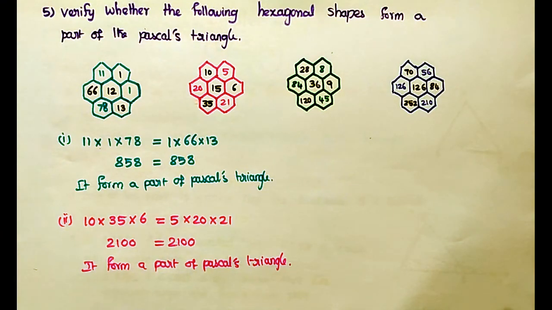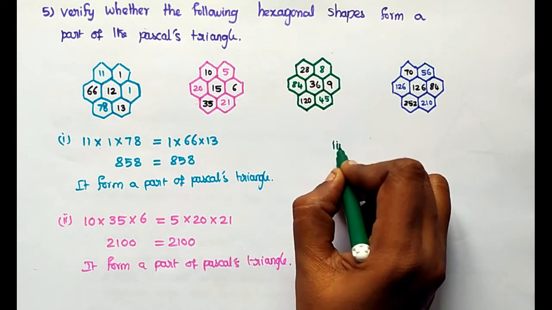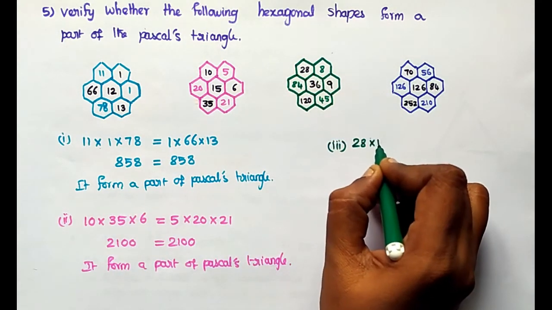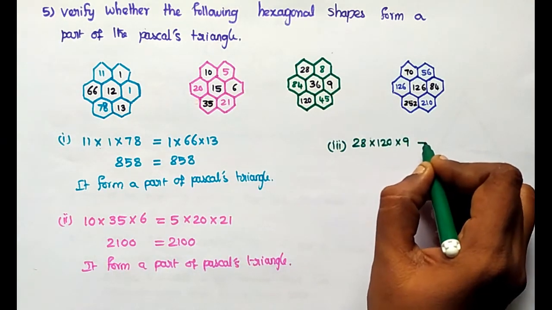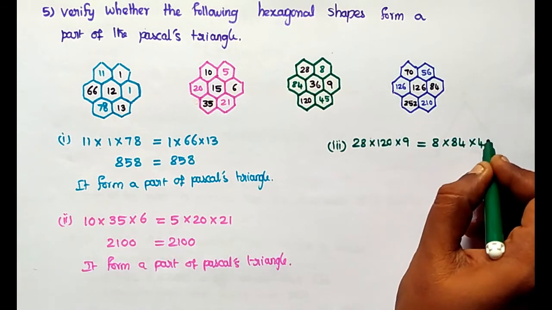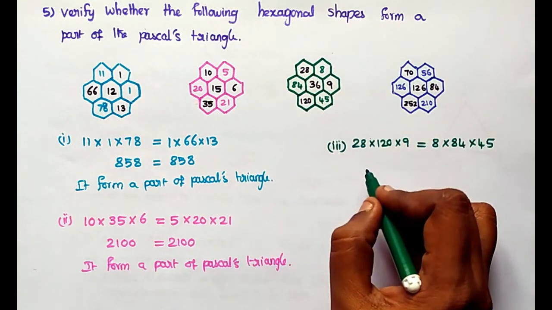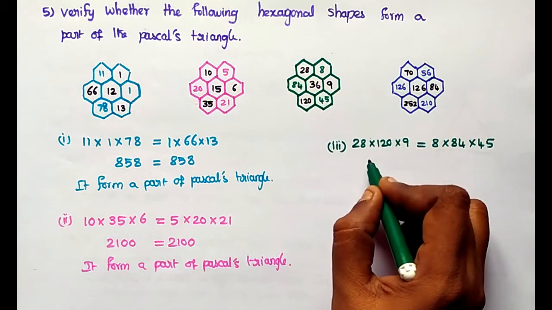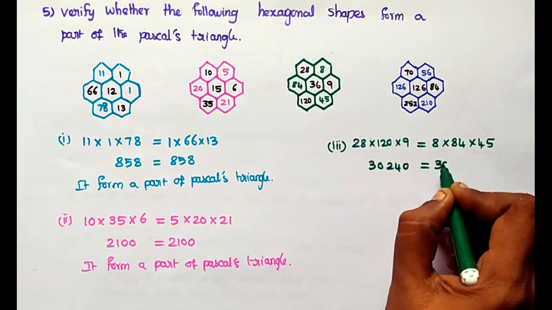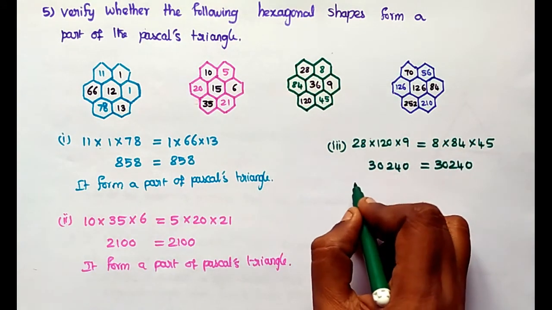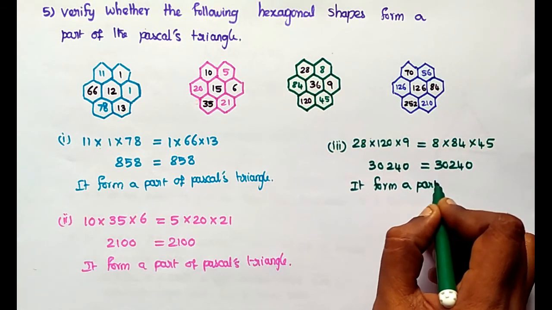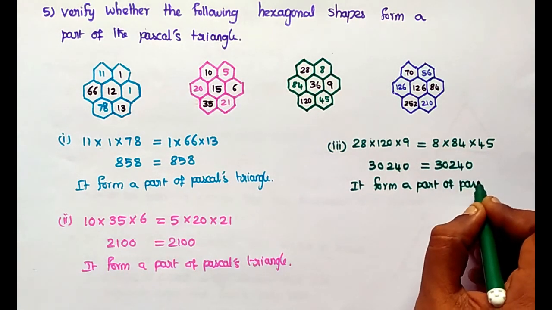Next one, third, multiply this one, 28 into 120 into 9 equal to 8 into 84 into 45. We multiply and we get 30,240. Here also 30,240. So it forms a part of Pascal's triangle.